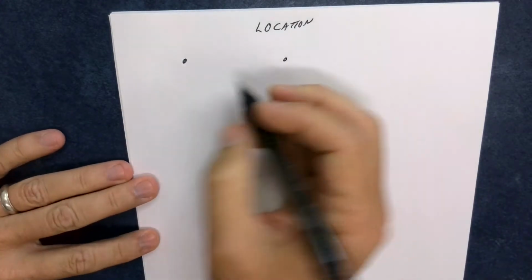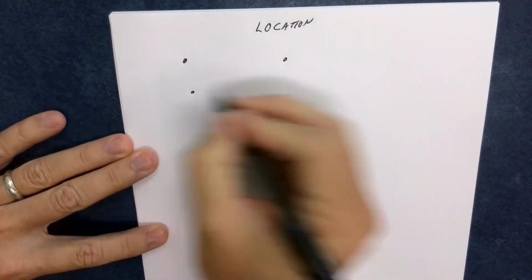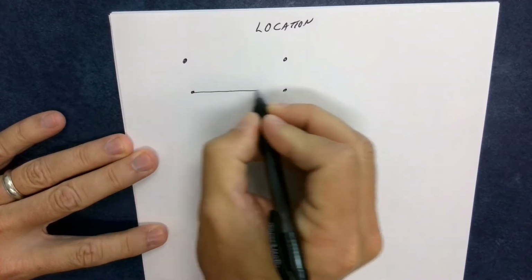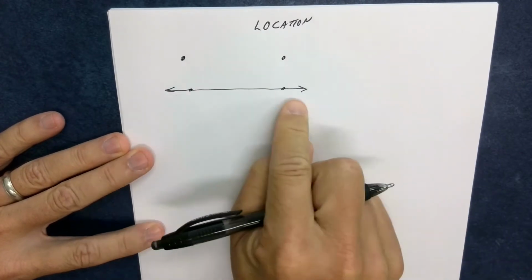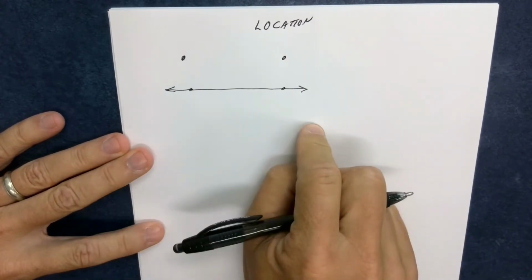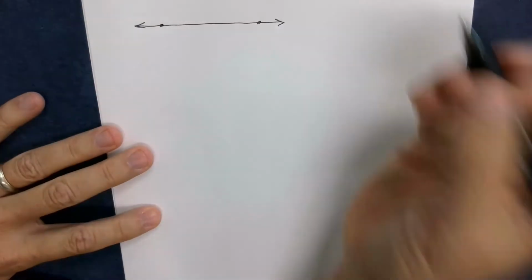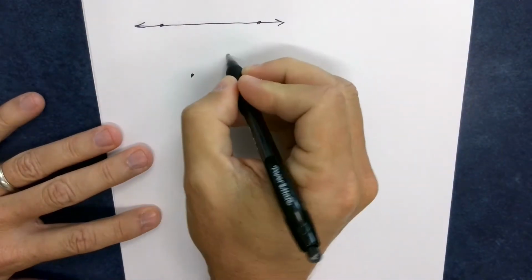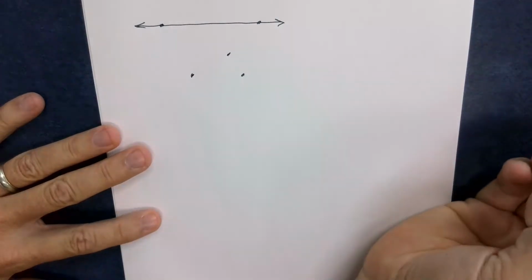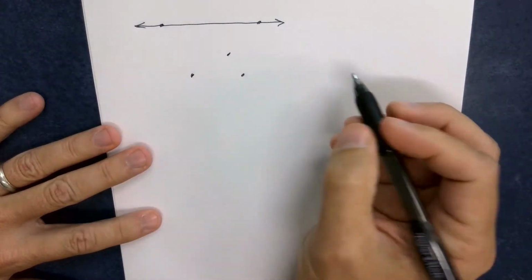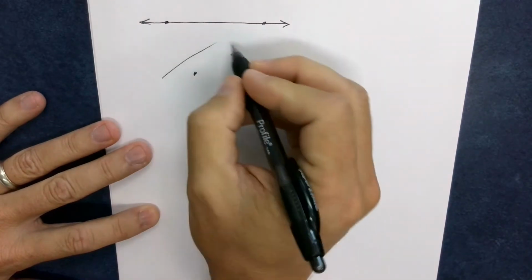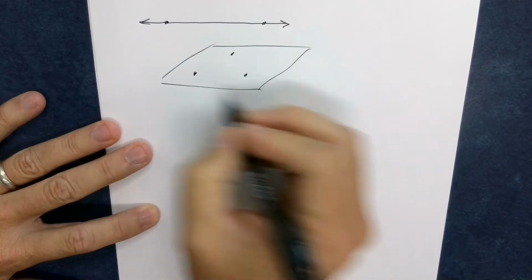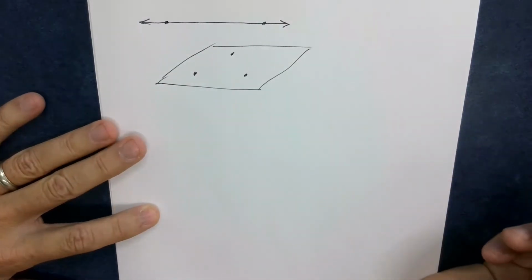So those are points. Given any 2 points, there exists something called a line that goes through those 2 points and extends in both directions forever. And then if you had 3 of these points that were not in a line, then they would fit like on this sheet of paper in something called a plane. And we usually use a parallelogram to represent 3 points that happen to be in a plane.